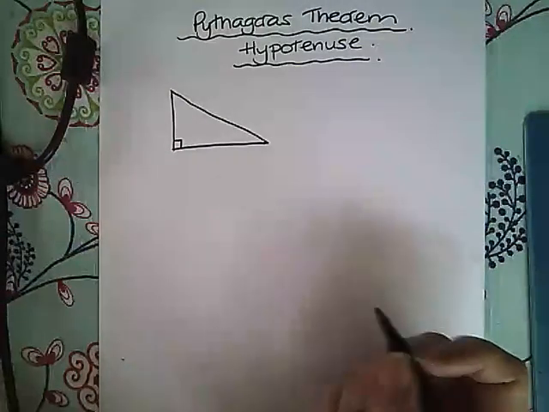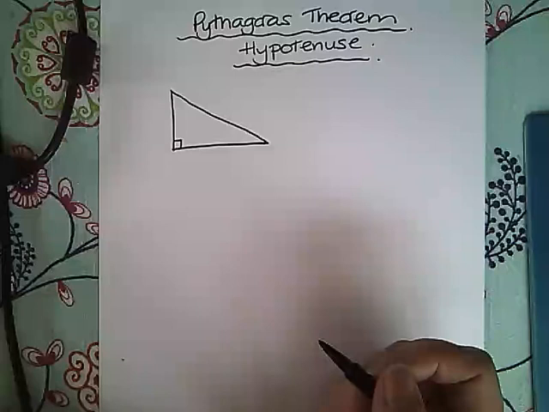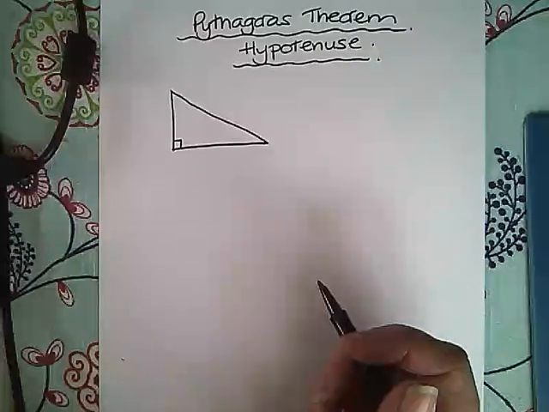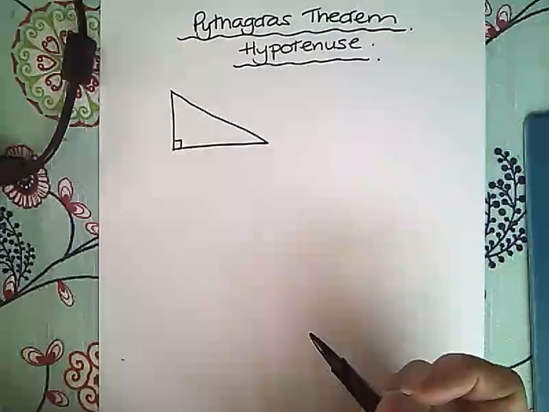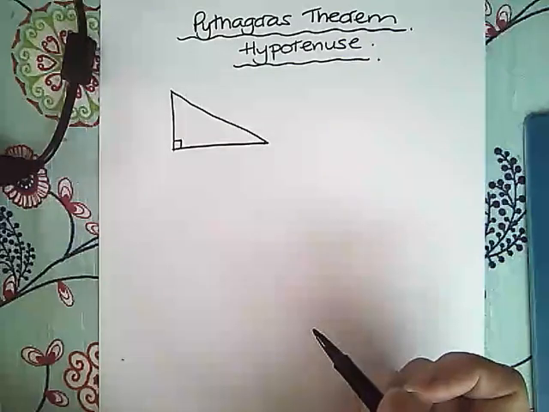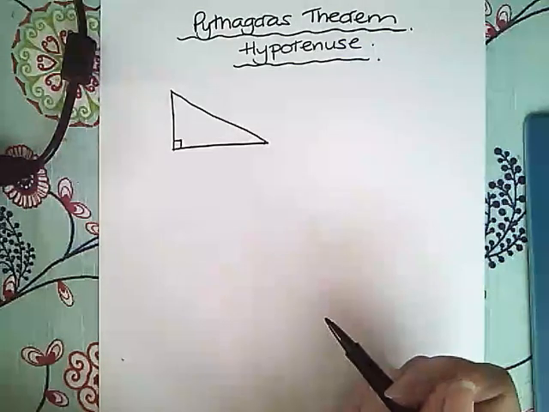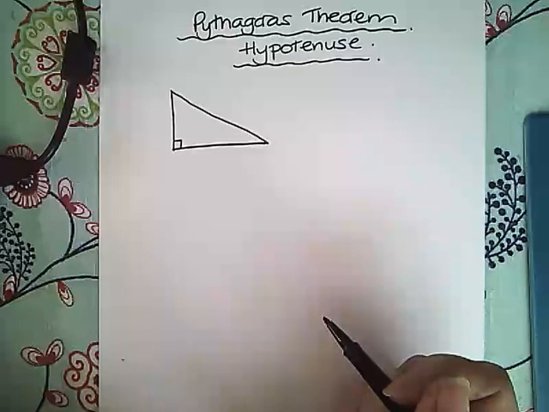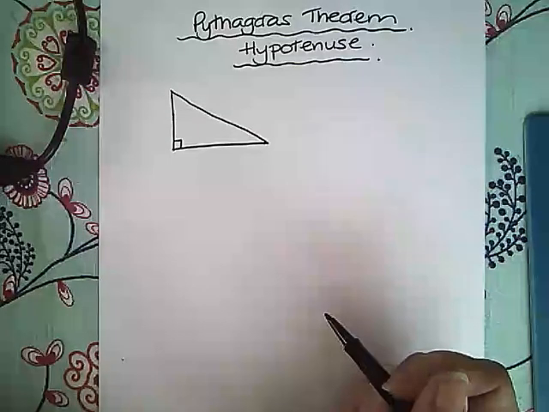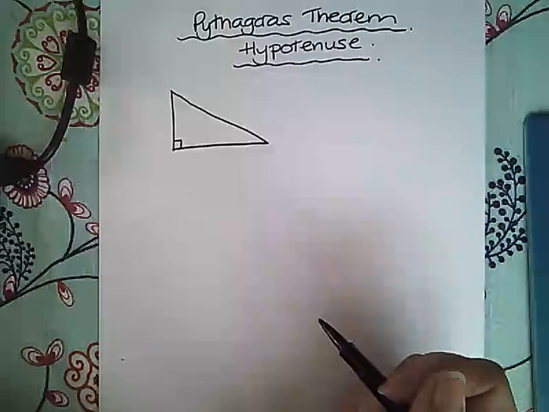Now, Pythagoras' Theorem is one of my favourite bits of maths. Pythagoras was a very famous Greek mathematician who lived about 2,500 years ago, about 500 BC, and he was fond of drawing diagrams and working things out and then finding a rule for those particular things that he had worked out.